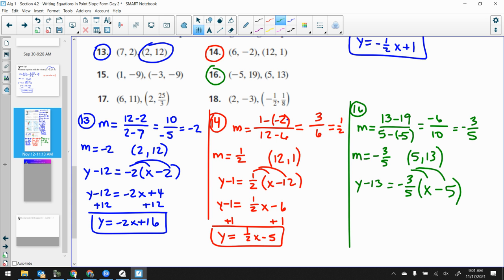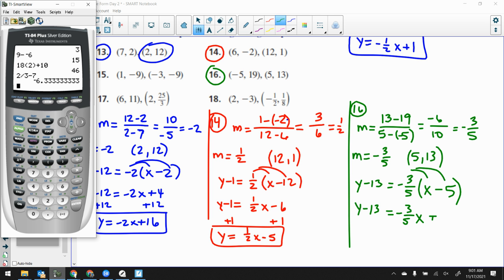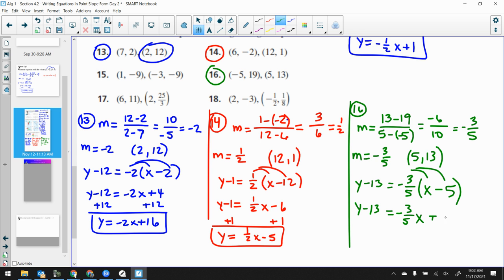Distribute the negative 3/5, so y minus 13 is equal to negative 3/5 x. Negative times a negative is a positive. And then we have 3/5 times 5. Now, maybe you're not good with fractions. You don't know what that means. 3/5 times 5. Oh, that's just 3. And now we add the 13 over to the other side. So it gives me y is equal to negative 3/5 x plus 16.